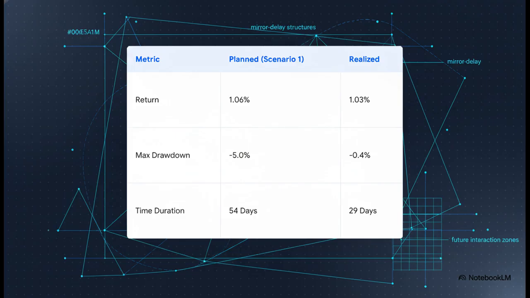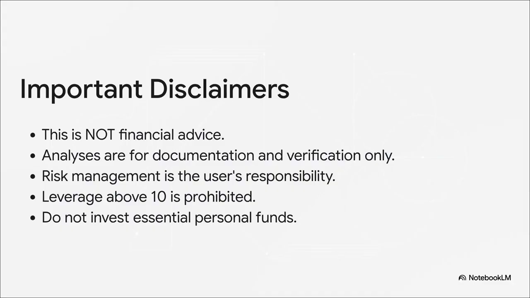Now look at the drawdown. The plan allowed for a max of 5%. The actual drawdown? A tiny 0.4%. That's a huge difference. And finally, the time frame. It was planned for 54 days, but the whole thing wrapped up in just 29. Pretty efficient. Okay, before we finish up, we have to cover some really important disclaimers.